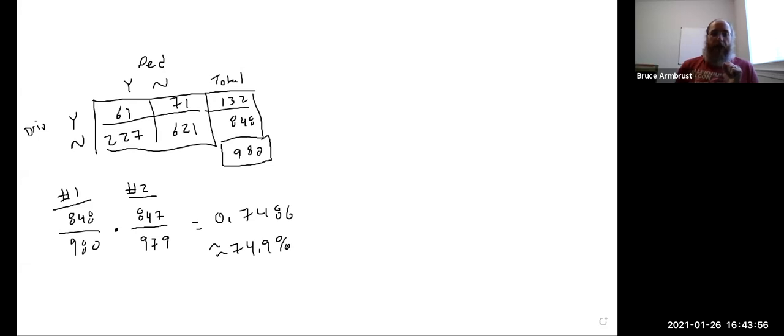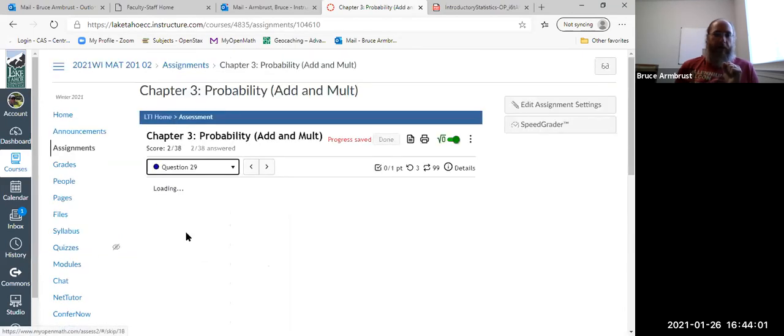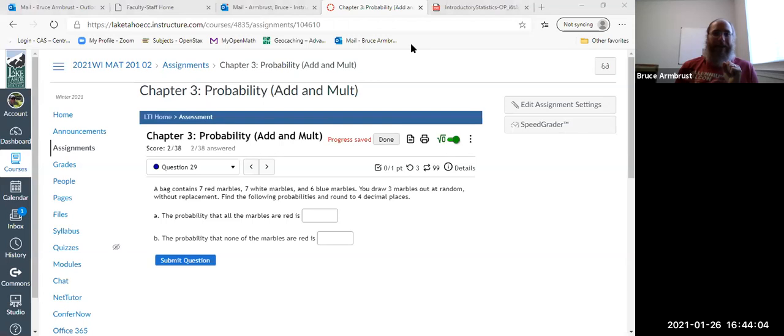All right, so let's take a real quick look at number 29. And maybe today we'll actually do something new. We'll see. All right. So a bag contains 7 red marbles, 7 white marbles, and 6 blue marbles. You draw 3 marbles out at random without replacement. Key, without replacement. Find the following probabilities and round to 4 decimal places. The first one is we want to know what's the probability that all the marbles are red, and then what's the probability that none of the marbles are red.